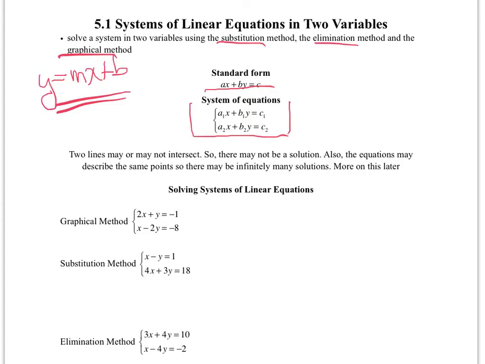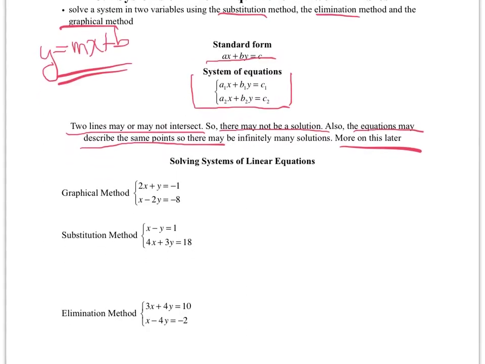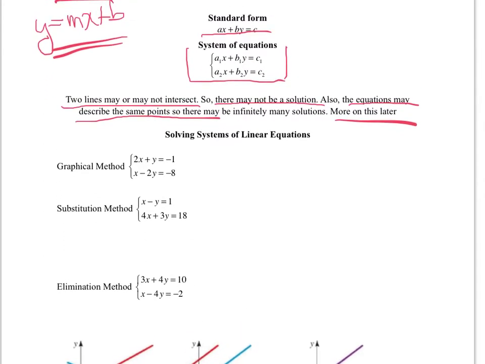Now, since these are equations for two lines, certain situations may arise. For example, two lines may or may not intersect. A solution is the intersection point of the two lines, so if the lines don't intersect, there may not be a solution. A third possibility is that these equations describe the same exact set of points, so there may be infinitely many solutions. We'll talk more about this later, but now I want to show you one example of each of the three methods of solving these systems of linear equations.